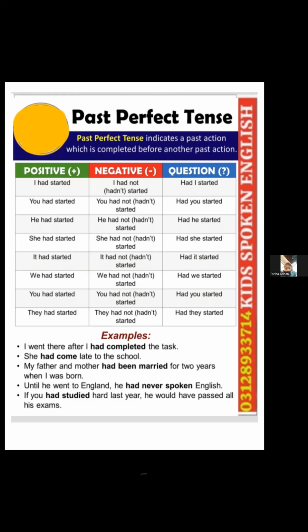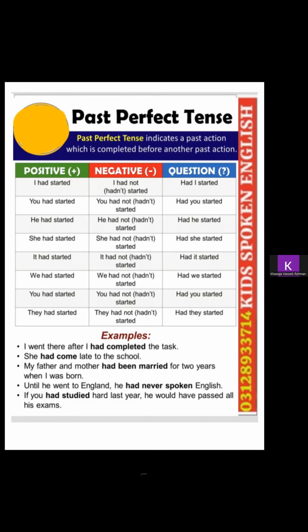So as you can see, with all the subjects we have used had. Okay? So you don't need to change the helping verb according to the subject, because the helping verb is only had. You have to put had with every subject. And the third form of verb, you have to memorize it. You have to use the third form of verb in every sentence.